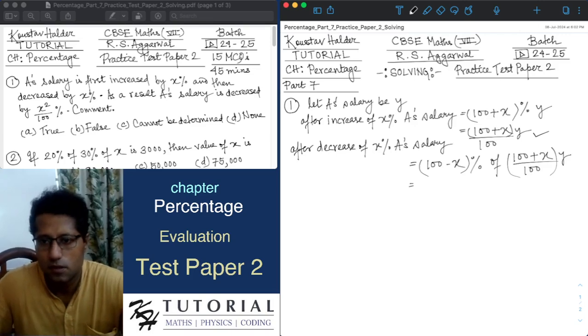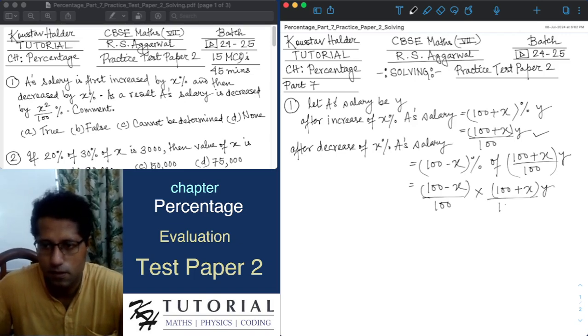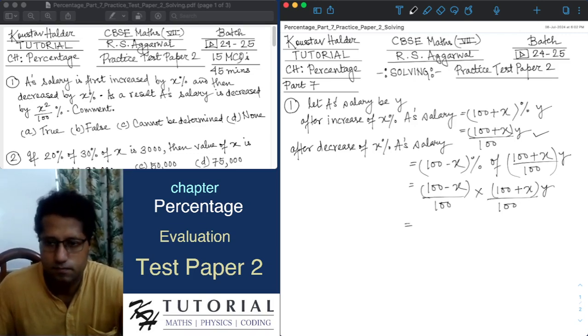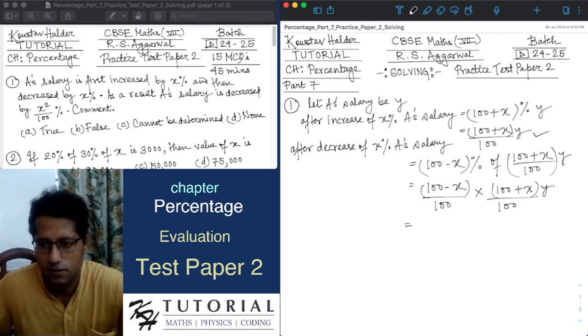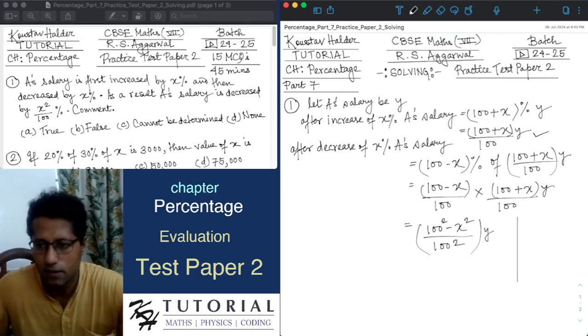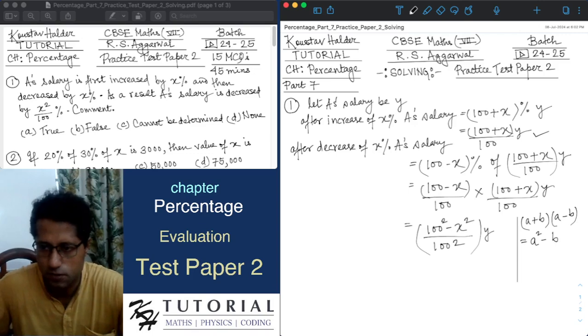Now this is nothing but 100 minus X divided by 100 multiplied by 100 plus X by 100 into Y. If you simplify, multiplying 100 minus X into 100 plus X, it is actually 100 square minus X square divided by 100 square into Y. I have applied the algebraic identity: a plus b multiplied by a minus b, where a and b are some numbers, is equal to a square minus b square. I'm not sure whether you are aware of it, but it is a formula.